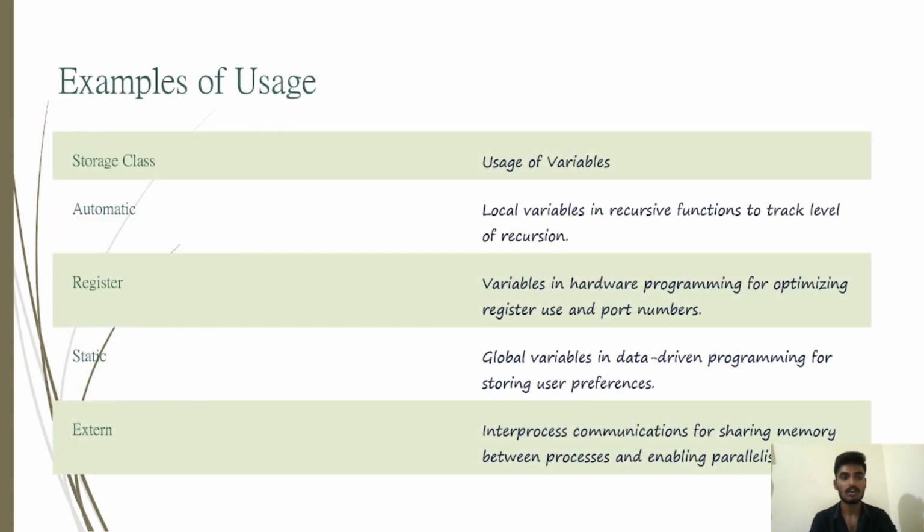Examples of usage. Automatic storage class: local variables in recursive functions to track level of recursions. Register storage class: variables in hardware programming for optimizing register use and port numbers. Static storage class: global variables in data-driven programming for storing user preferences. External storage class: interprocessor communication for sharing memory between processors and enabling parallelism.